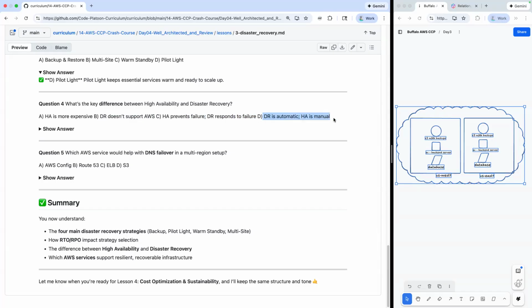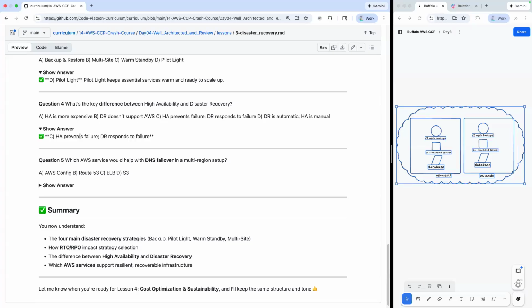High availability is manual. This one is also sort of a nonsense answer because I understand that whether a process is automatic or not has nothing to do with either of these. And frankly, it depends on the strategy. So just by the process of elimination, I'm going to guess C. And indeed, high availability prevents failure. Disaster recovery responds to failure.